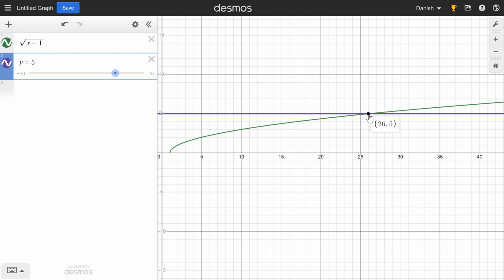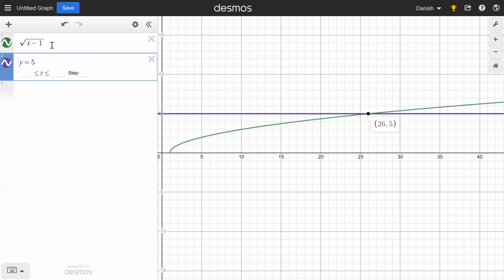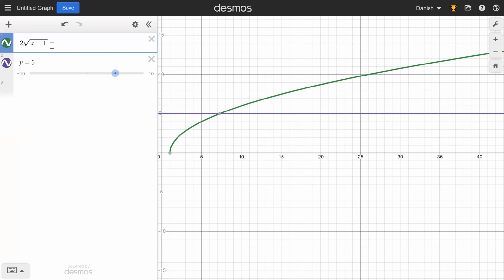Now I'll give you one more thing. This x equals 26 is the answer. Let's try to do the same thing over here for the second question. You see this? Square root of 2x plus 1 minus 1 equals 2. So the same process that I told you: square root of 2x plus 1, that's what I'm trying to bring in here now. Square root of 2x plus 1.